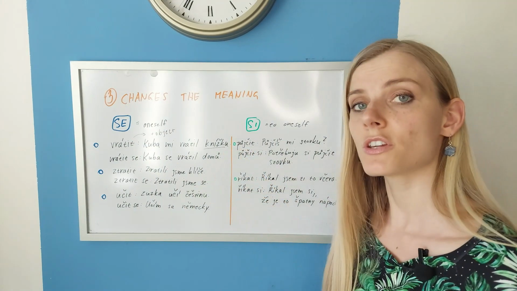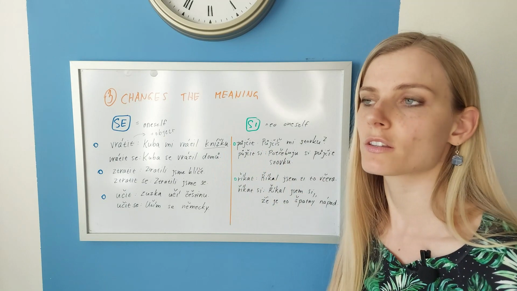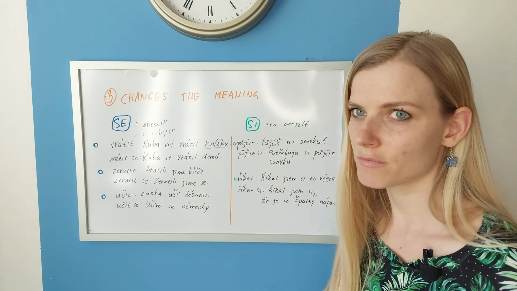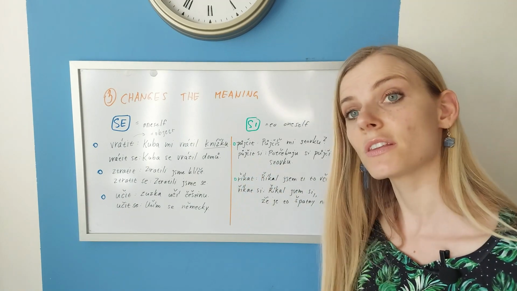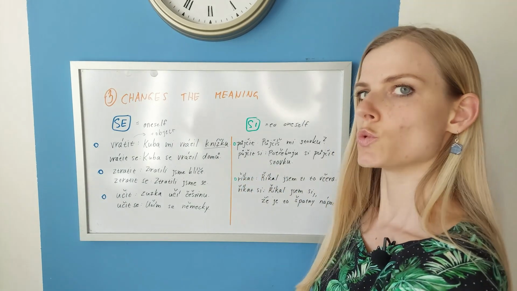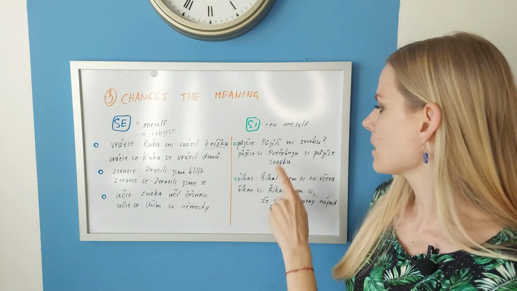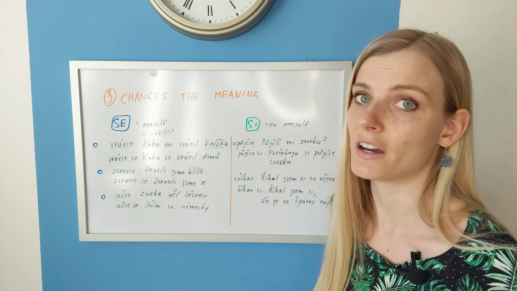Půjčit. Půjčit is to lend. We naturally have to have an object. Půjčíš mi 100? Will you lend me 100? Půjčit si means to borrow. And literally this means to lend to yourself. Potřebuju si půjčit 100. I need to borrow 100.